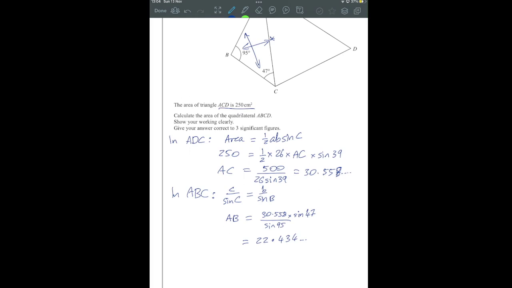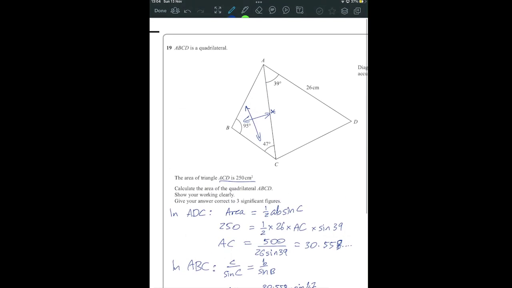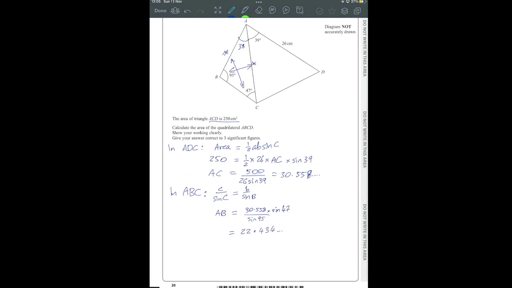Well, remember what our aim was. Our aim was to find the area of the entire triangle. I now have AB and AC, so I need the angle between them. Well, that's an easy little subtract from 180. So 180, take away the 95, take away the 47 gives that angle there as 38. Again, tell the examiner what you are doing.